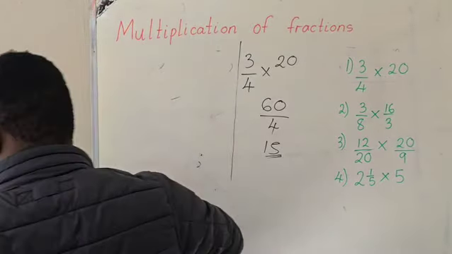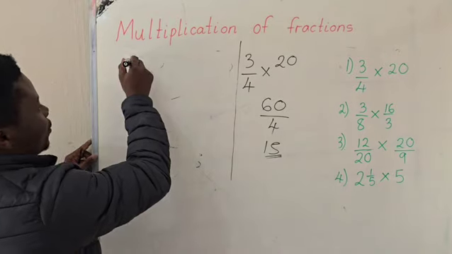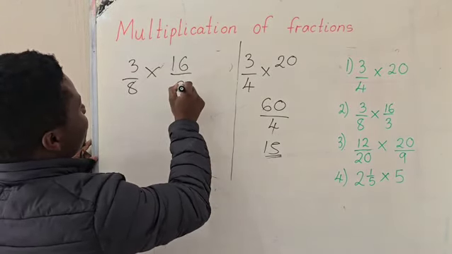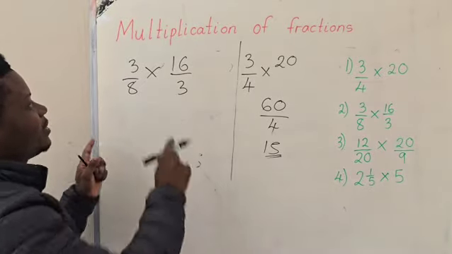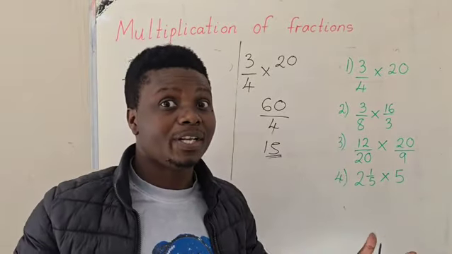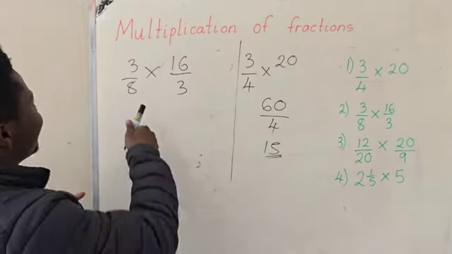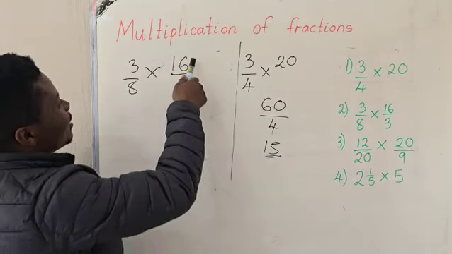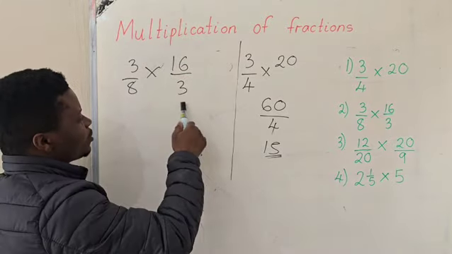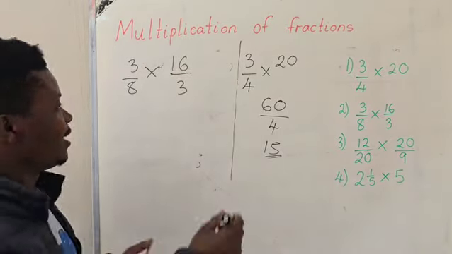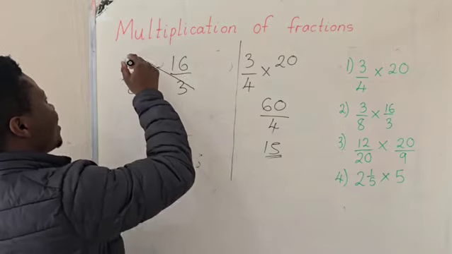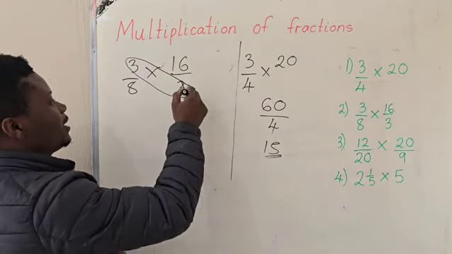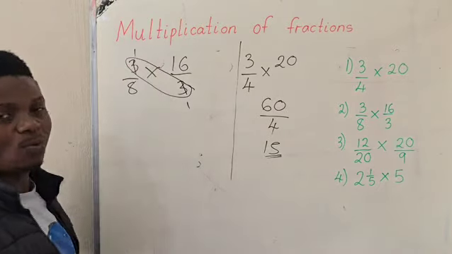So the next question says 3 over 8 times 16 over 3. Trying to multiply them directly is going to make the sum really big. So let's simplify. Any number that gets into 3 and 8, there is no common factor. Common factor of 16 and 3, there is no common factor. Now let's check this way. Is there a common factor of 3 and 3? Yes, that's 3. 3 divided by 3, 1. 3 divided by 3, 1.